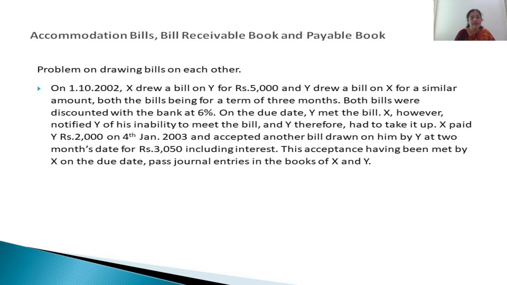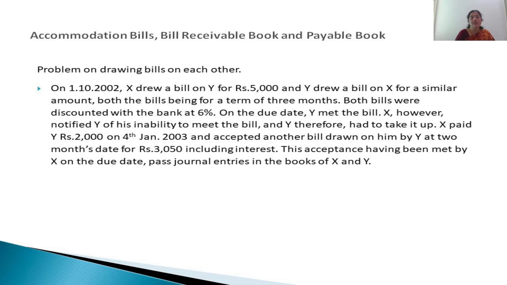Here there are two bills on the same date between the same parties, but for the first bill, X is the drawer, Y is a drawee. For the second bill, Y is a drawer and X is the drawee. Same amount, that is 5,000. Then both the bills being for a term of 3 months. So duration is also the same thing. Amount of the bill is also same and the duration is 3 months.